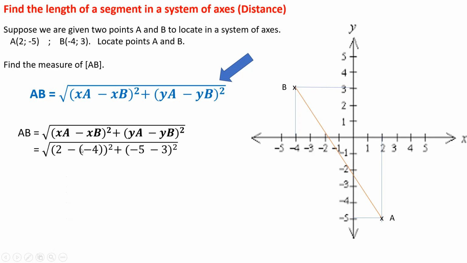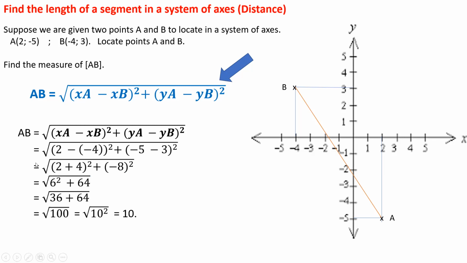Now we start calculation. If we look at this parenthesis here, we have 2 minus -4. So this negative and negative, we should make them one sign. Negative times negative is positive, so we get this answer. And -5 minus 3 is -8. Now 2 plus 4 is 6, and 6 squared is 36, plus 64. So 36 plus 64 is equal to radical 100. AB equals radical 100. What's 100? It's 10 squared. So radical of 10 squared equals 10. Then the length of segment AB is 10.